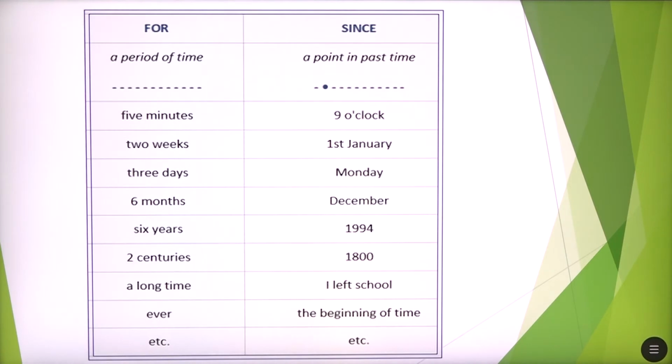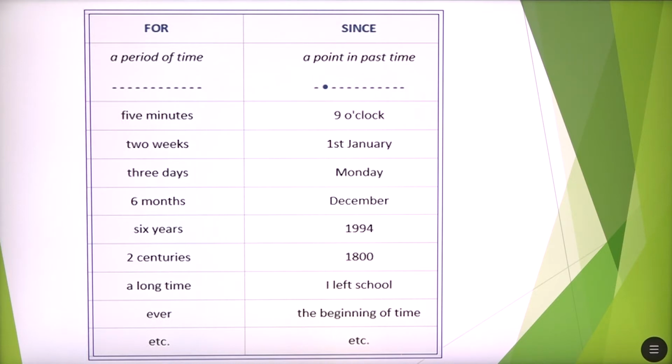As you can see, there is a table with some examples, expressions that go with for and expressions that go with since. As we said earlier, we use for whenever we are talking about a period of time. And we use since when we are talking about a specific point in the past time. For 5 minutes, for 2 weeks, for 3 days, for 6 months, for 6 years, for 2 centuries, for a long time, forever, etc.